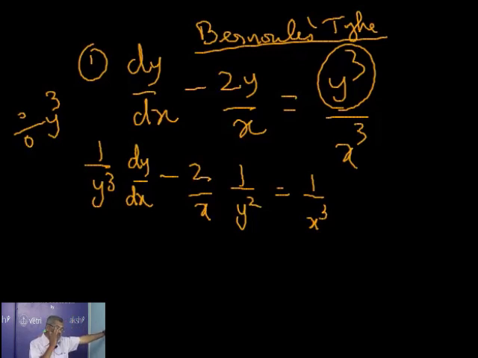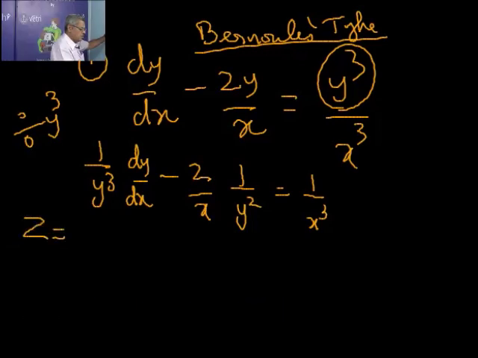I repeat again. For Bernoulli's type, anything apart from x as a function of y, you divide by that. If you see some function of y there, it comes under Bernoulli's type. That's all. Divide by y cubed, you get this. Now, you give the substitution z is equal to 1 by y square, that means y power minus 2.